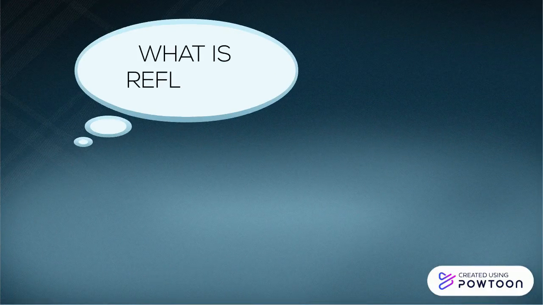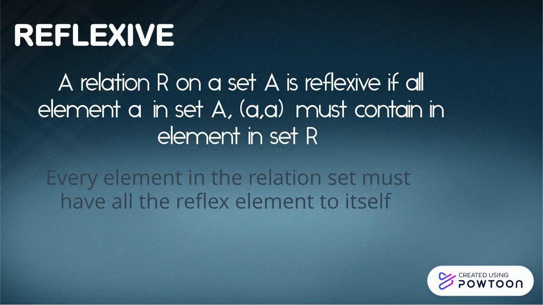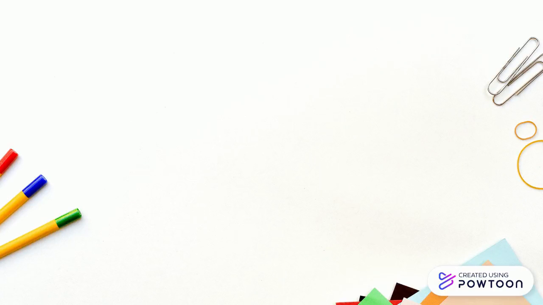What is reflexive? A relation R on a set A is reflexive if every element a in set A must contain an element (a, a) in the set R. It means every element in the relation set must have all the reflexive elements to itself.